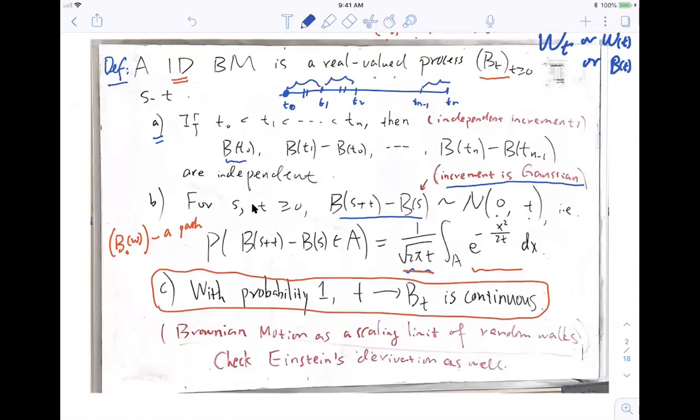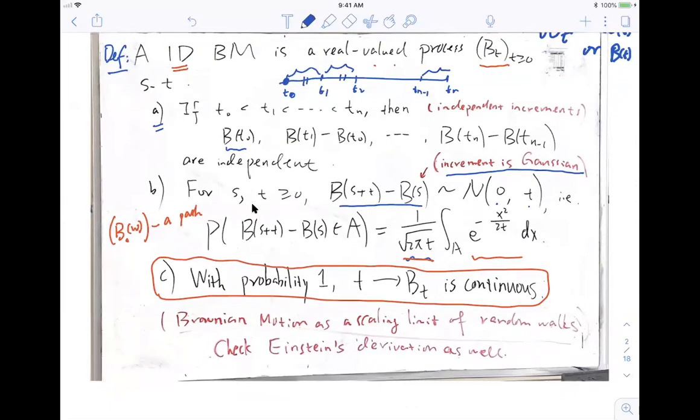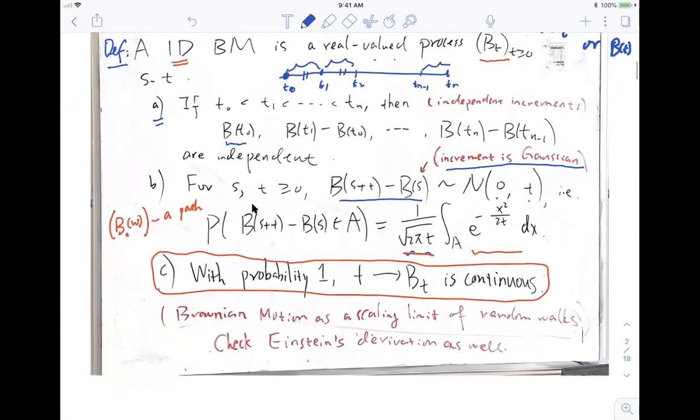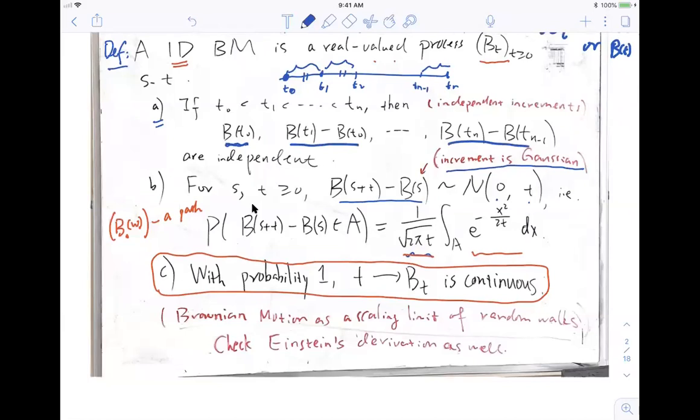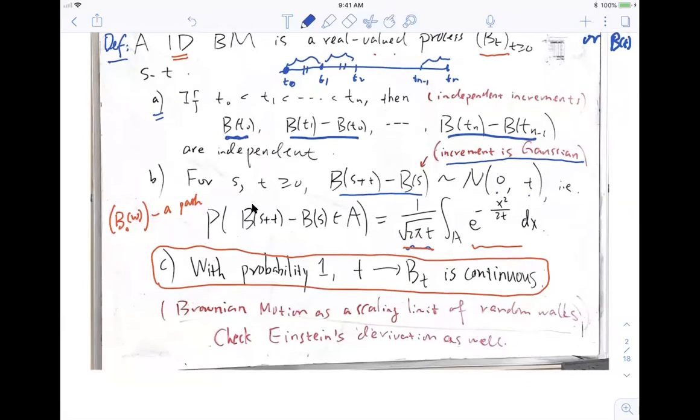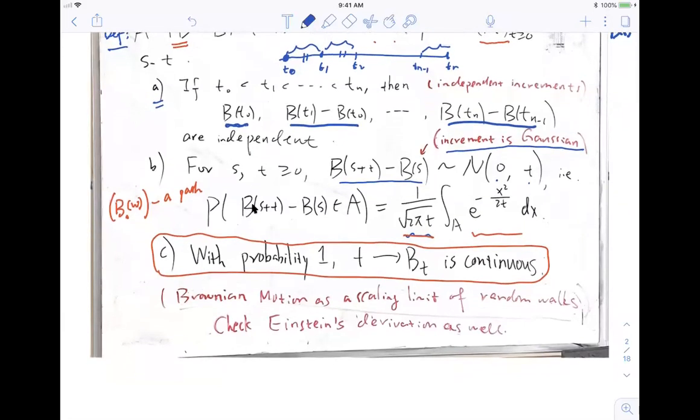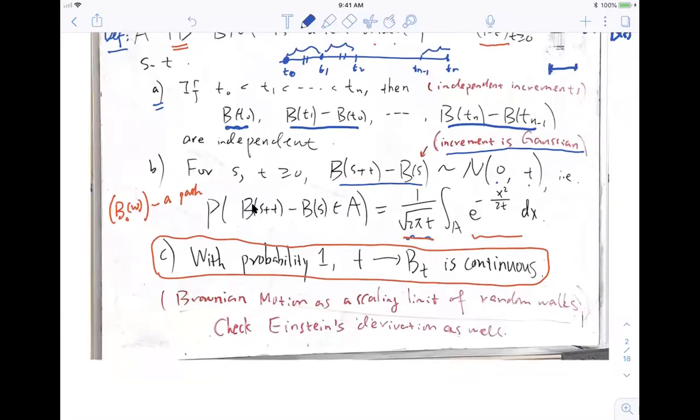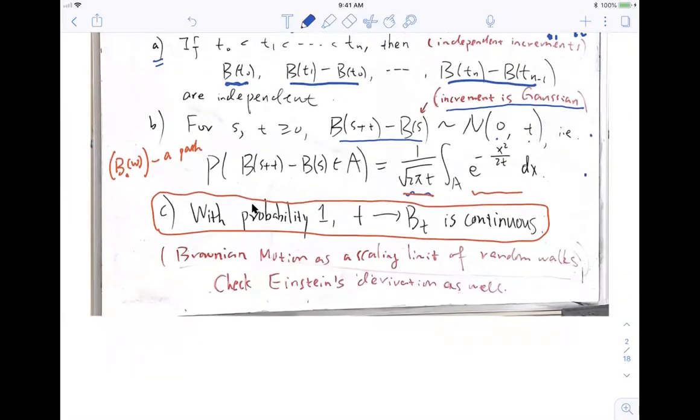So the first condition is, if you pick a finite time slice, t0, t1 to tm, you can take the increments like B_t1 minus B_t0. All the increments are independent and Gaussian, with mean 0 and variance equal to the time increment. So if you pick two times t1 and t2, B_t2 minus B_t1 is Gaussian with mean 0 and variance t2 minus t1, and in different time intervals they are independent. So this just tells us the increments are Gaussian.